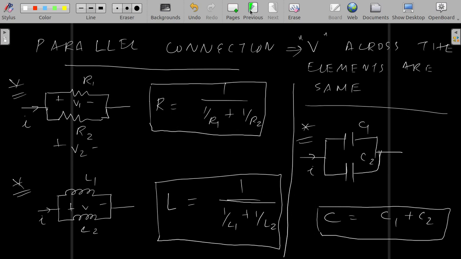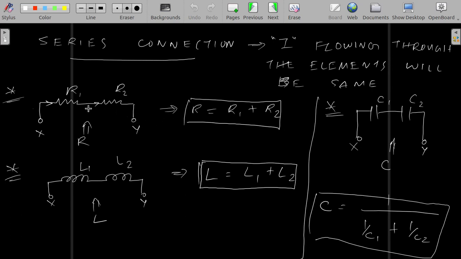Okay, let's just go back to make sure. When two resistors are connected in series, the current flowing through the elements will be the same, and the resistances add up. When two inductors are connected in series, they add up. When two capacitors are connected in series, they don't directly add up, but what adds up is the inverse of the impedance.